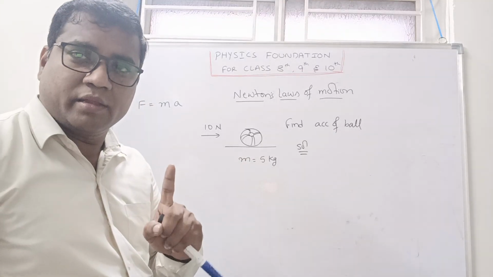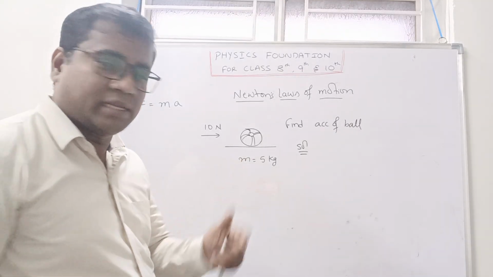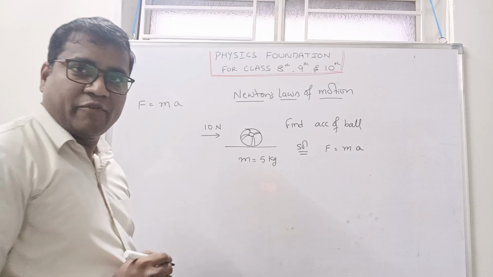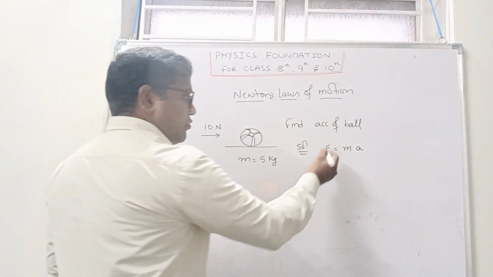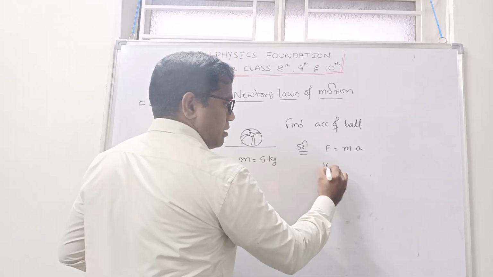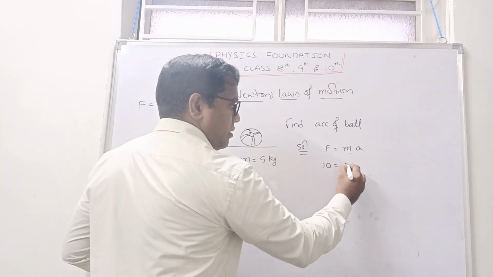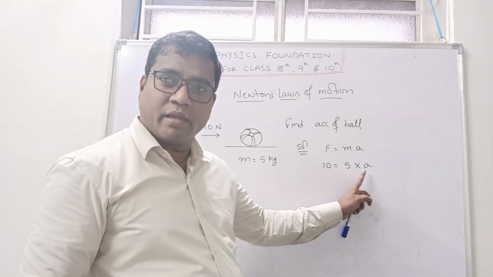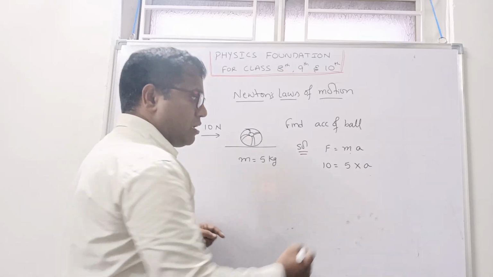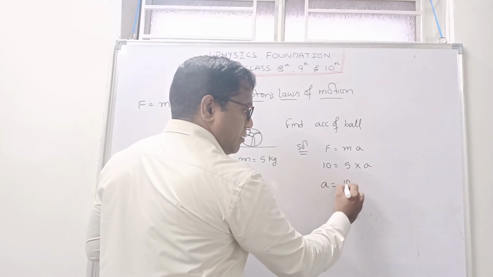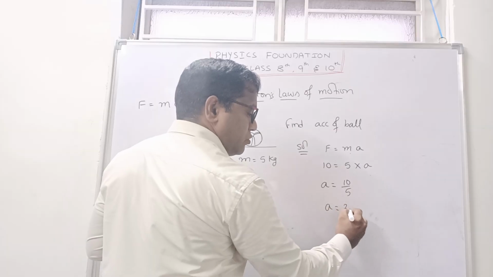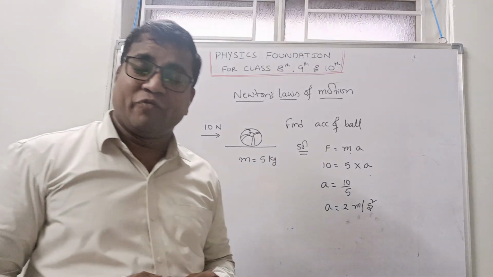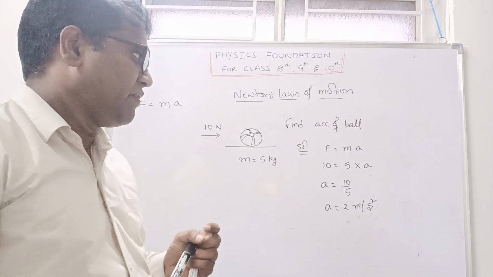We know only one formula, that is F is equal to mass into acceleration. So F is 10 Newton and mass is 5 kg, so 10 is equal to 5 into acceleration. Here 5 is multiplying, so on this side it will be in the denominator. A is equal to 10 by 5, so A is equal to 2 meter per second square. In this way, we can find out the acceleration of a given system.